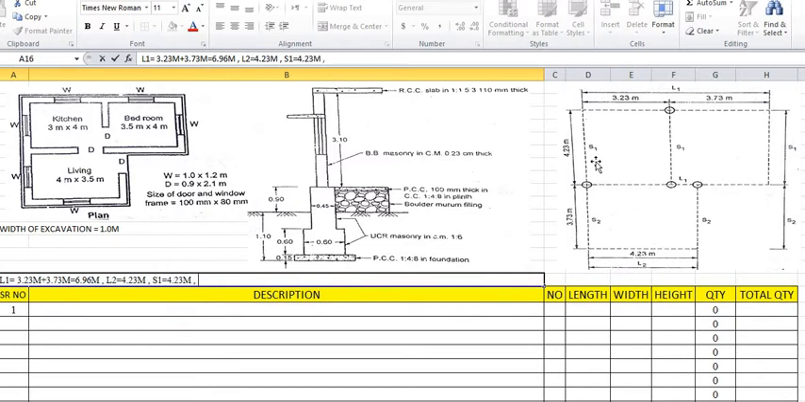Same way, what is the length of S2? S2 is nothing but 3.73. So the length of short wall along the y direction has been given as 4.73 meters.